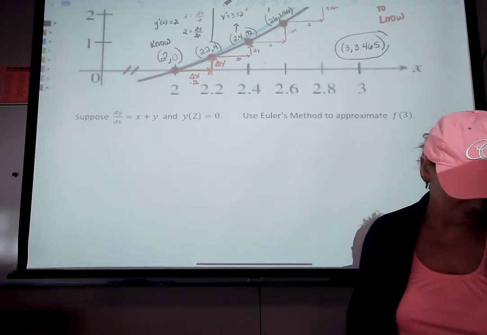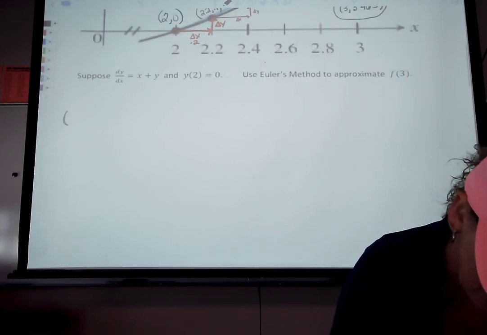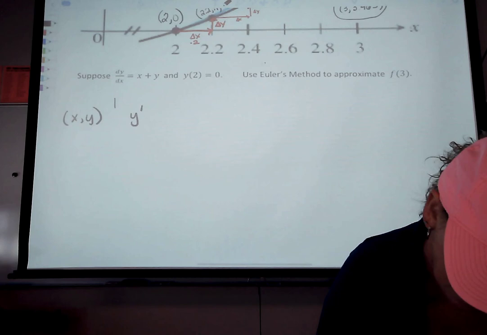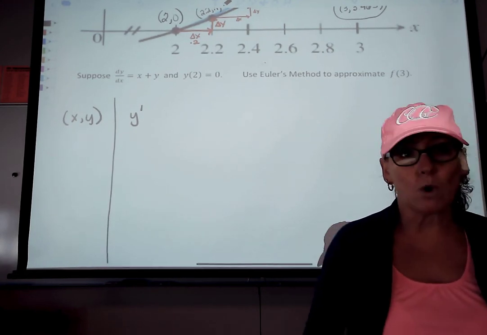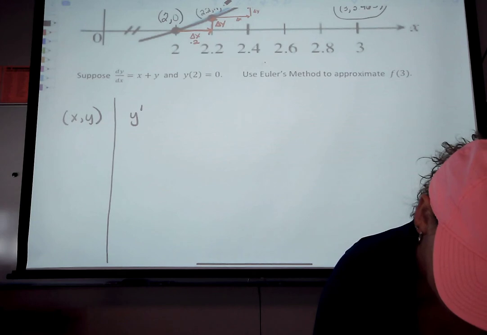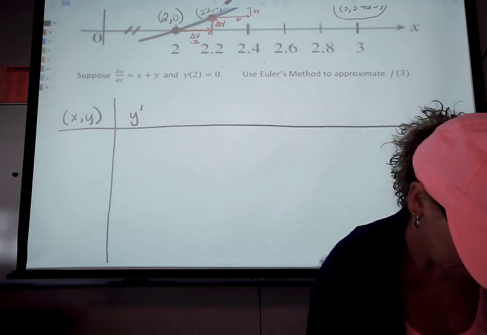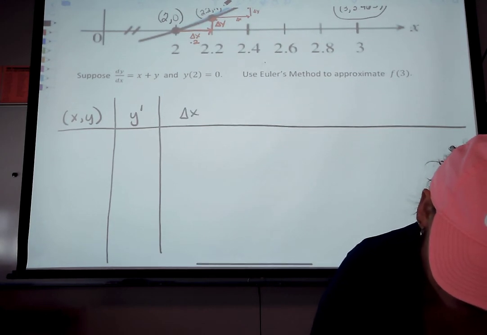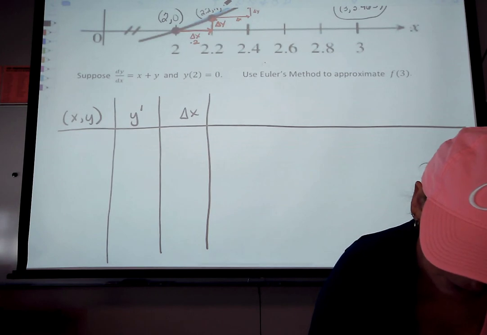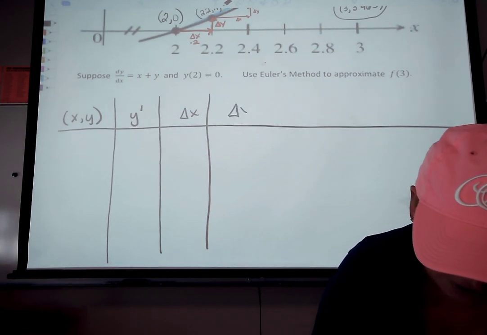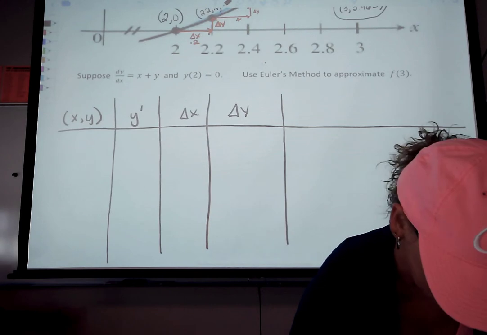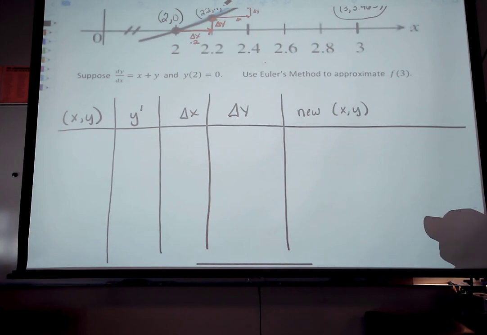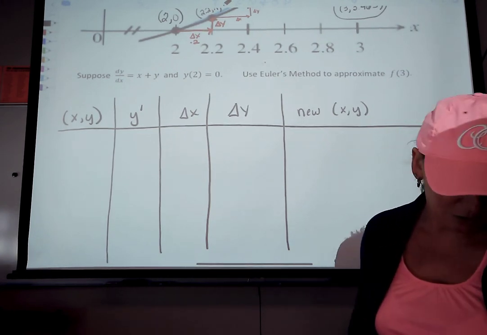I make a table. So in my table, what I'll do is I'll make an ordered pair. I'll figure out what y prime is for each ordered pair. And then I'll break that down to delta x, which is totally easy. We know delta x every time. I'll use that to help me find delta y. That's a little bit harder. And then I'll have my new ordered pair. Okay, so let me do maybe a few of these in our table.